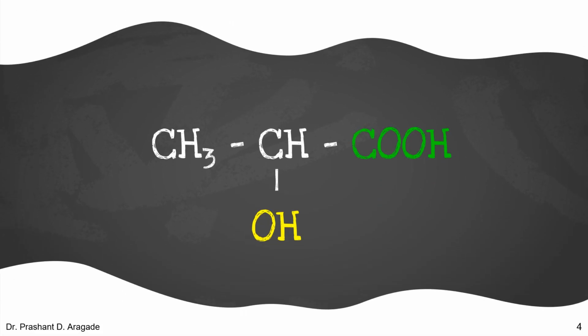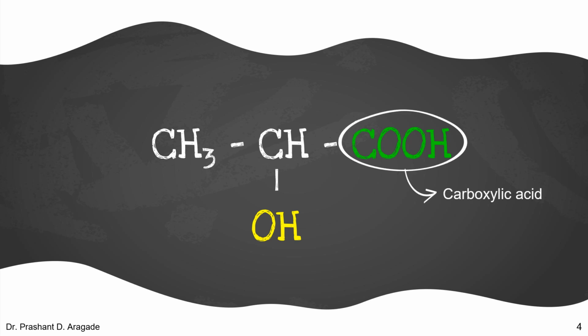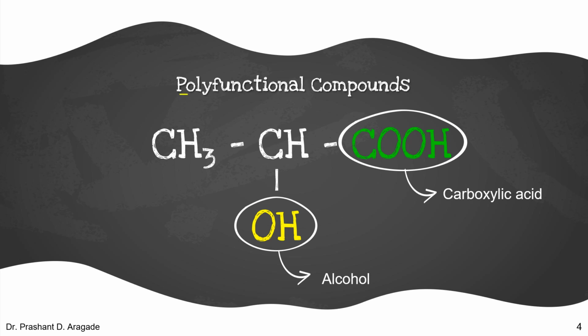Now, this is an example of one compound which contains the carboxylic acid group as well as the alcohol functional group. It means it contains more than one functional group. That's why this compound is called a polyfunctional compound. Any compound which contains more than one functional group is called a polyfunctional compound. Whenever such compounds are there, we need to think about which functional group has priority over the other functional groups.